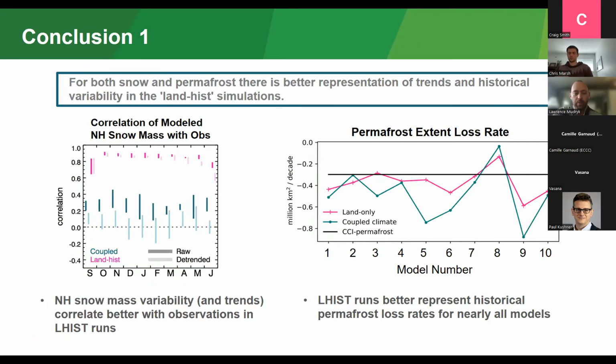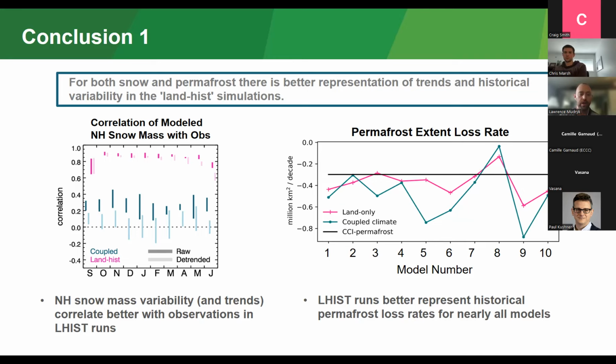But I want to start off the results with two key conclusions from the analysis that we've performed so far. So the first is that for both snow and permafrost, there's better representation of the trends and historical variability in the LandHist simulations than in the fully coupled ensemble. We can see this here in the graph on the right, where it's showing permafrost extent loss rate. For the LandHist simulations shown in the pink line, in 9 out of 10 models those loss rates are closer to the CCI permafrost, the so-called observational estimate, than the coupled model trends.